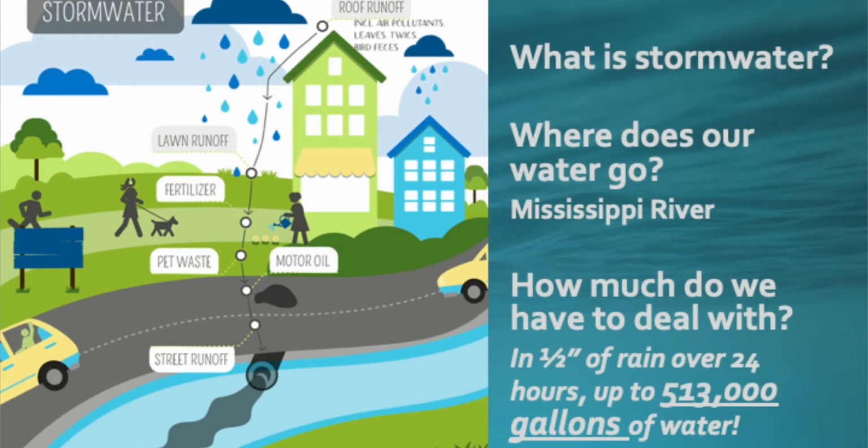So stormwater is generated from rain and snowmelt, and it flows over land or impervious surfaces such as paved streets, parking lots, building roofs, and it does not soak into the ground. What is in it that shouldn't be there?